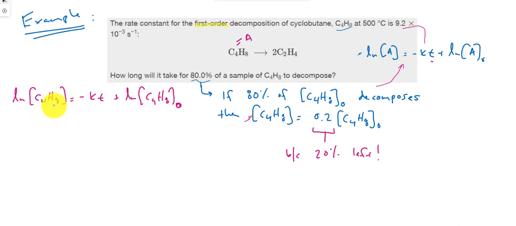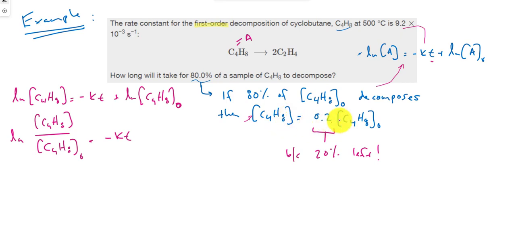So here's the concentration of C4H8. Here's the initial concentration of C4H8. Now we have this equality that we can use. So before substituting, just a quick rearrangement. We've done this a bunch of times, so I'm just going to take this term, subtract it over, which is the same as dividing with log rules. So we get something like this.